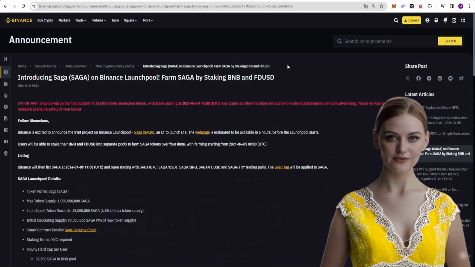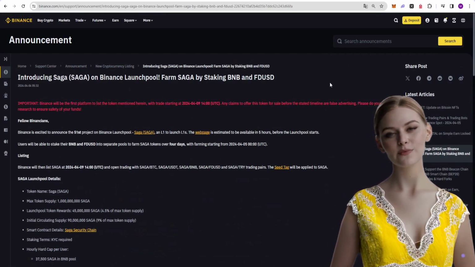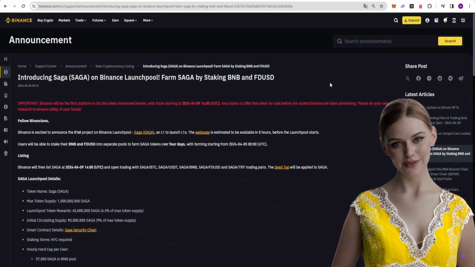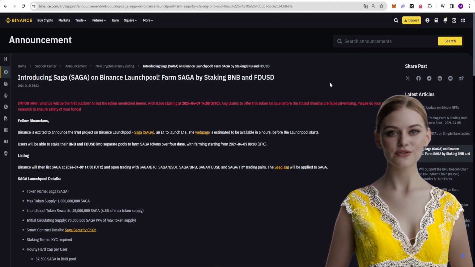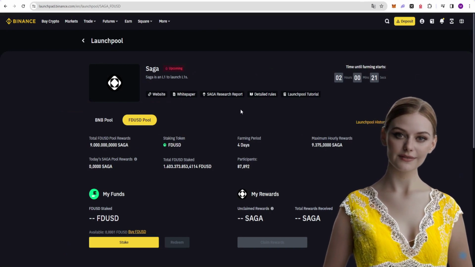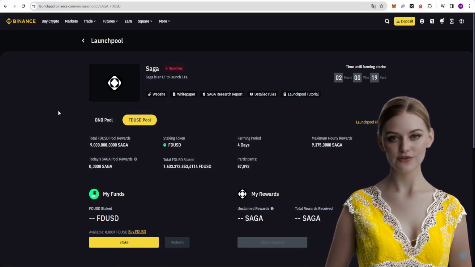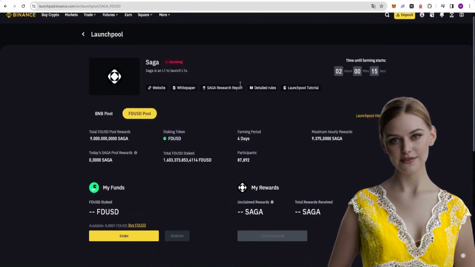Keep in mind that due to high participation in Binance Launchpool projects, the reward amount may be relatively low. However, remember that the listed token might experience unexpected growth. Additionally, no matter how small the reward is, remember that it's free. So, whether you earn $5 or $20, don't underestimate these rewards.